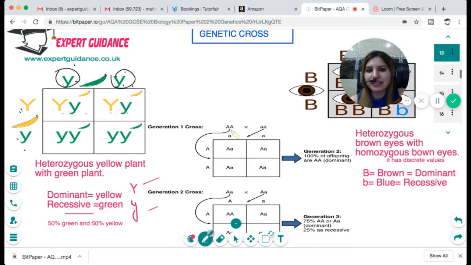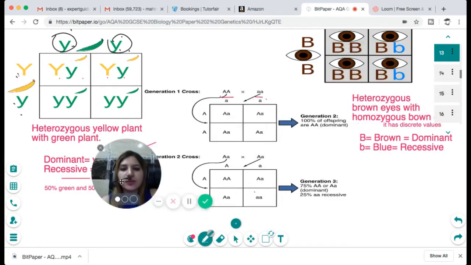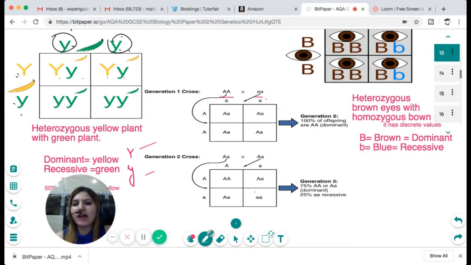For example, in the second question, we are crossing homozygous dominant with homozygous recessive. We got 100% dominant. On the other hand, if we took heterozygous with heterozygous, in this case, we get 75% dominant and 25% recessive. Okay, so I hope you are clear with how you need to do these crosses, and these can come in the exam, where they can ask you to predict the offspring phenotype or genotype.